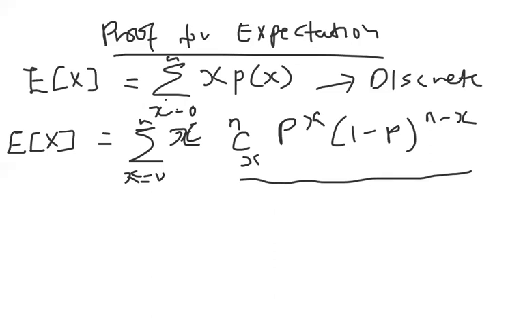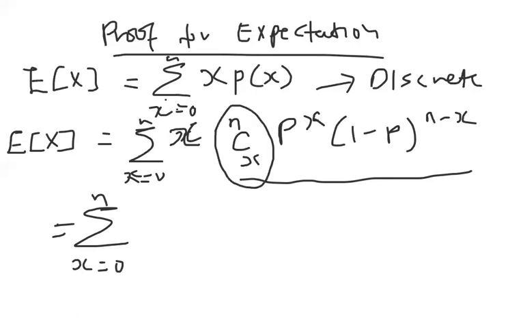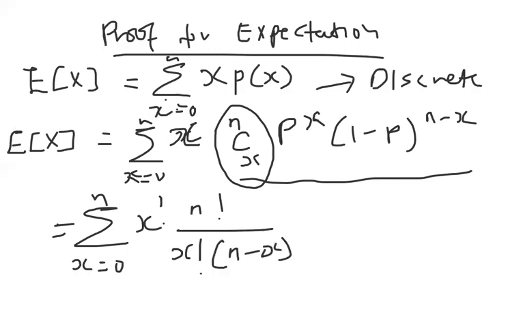Great. So once we have this, we can also say that this is the same as the summation of x equals 0 up to n. Let's try and expand this one. So when I expand this one, I'm going to have x multiplied by n factorial all over x factorial into (n - x) factorial, then p to the power x, (1 - p) to the power n minus x. This is what we have.